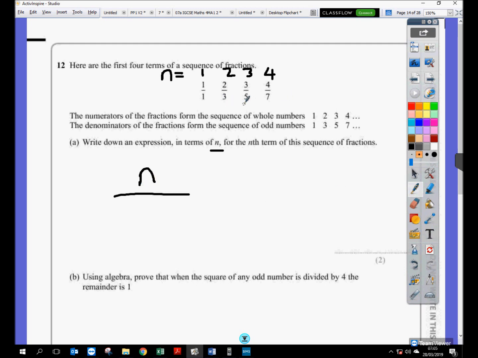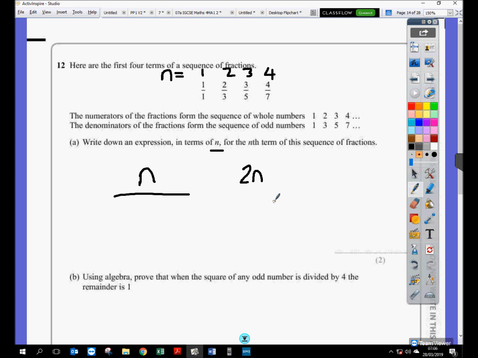Okay, great. But what about the denominator? How is the denominator related to the numerator? Well, this goes up in 2s: 1, 3, 5, 7, etc. So it goes up in 2s. So that means if we're working out the nth term for a sequence like this, the formula starts off 2n because it's going up in 2s.